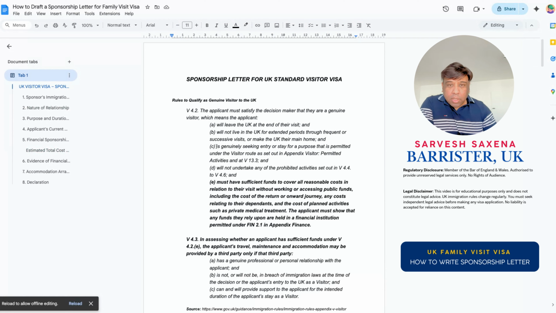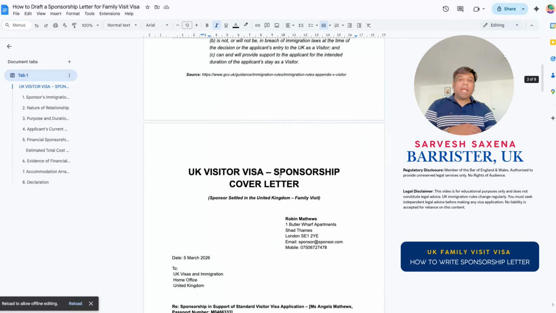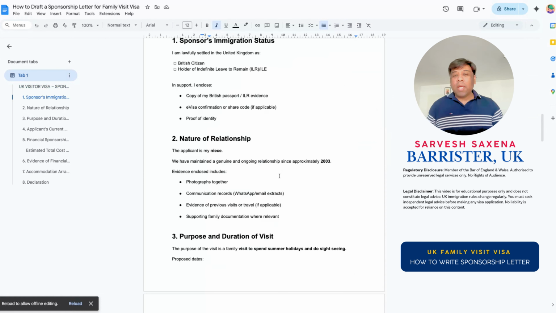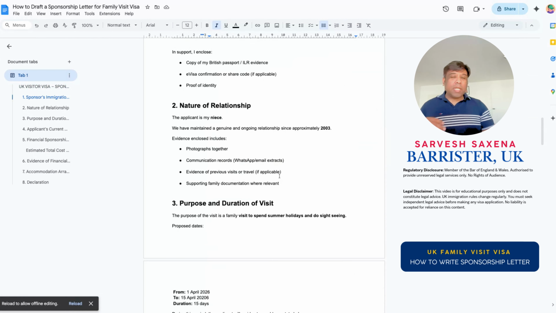You see this rule. It says is generally seeking entry or stay for the purpose that is permitted under the visitor route, right? These are the activities, and will not undertake any prohibited activities. So prohibited activities simply means the activities that are not allowed. For example, any paid work, any studying.